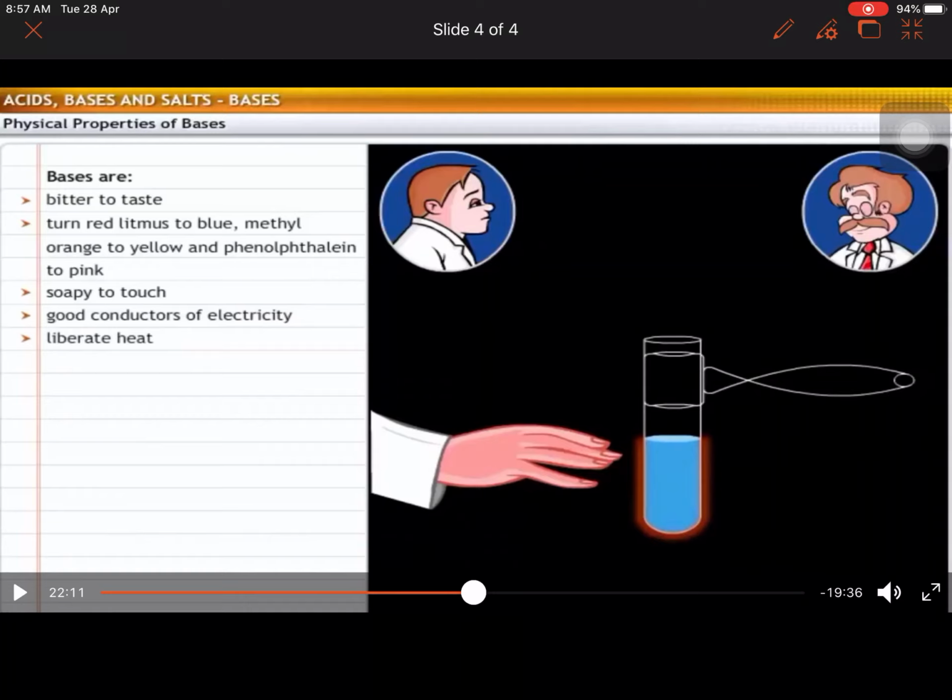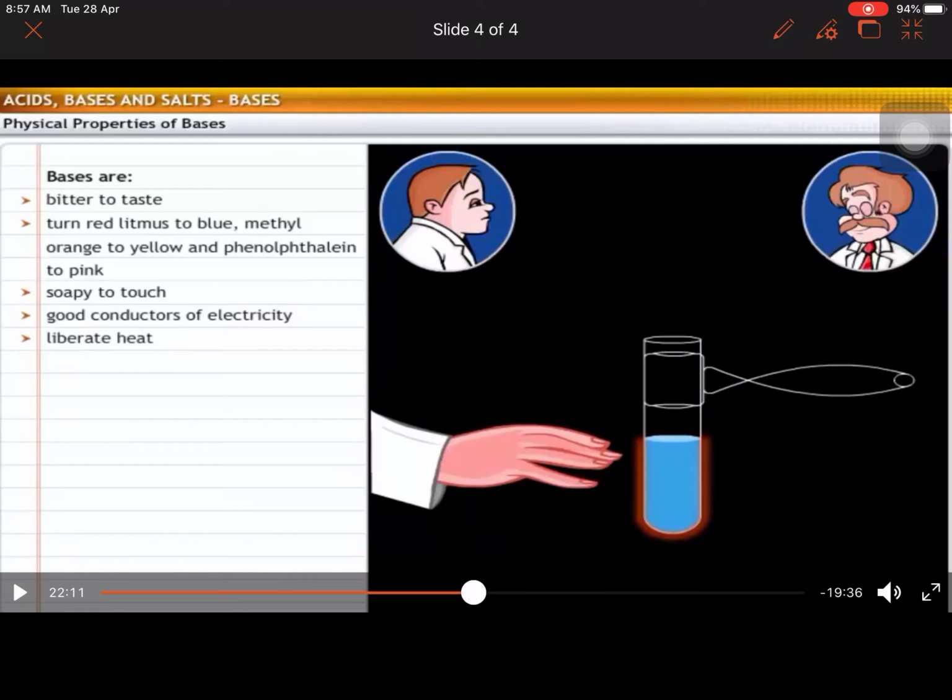In this video we are going to discuss bases and their characteristics, meaning the properties of bases. Just like acids, some of the properties are reverse, but some are just like acids. Like they are good conductors of electricity and they also liberate heat. Exactly. On diluting any base, it also liberates heat.